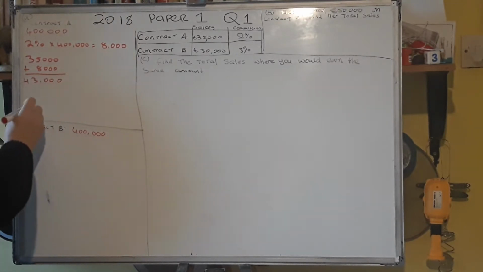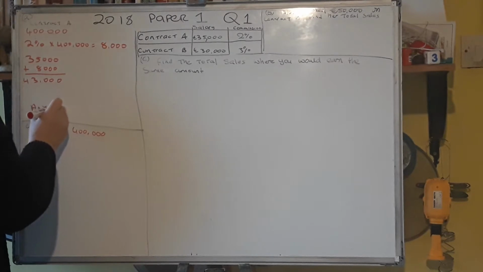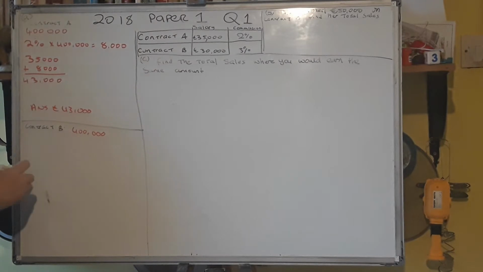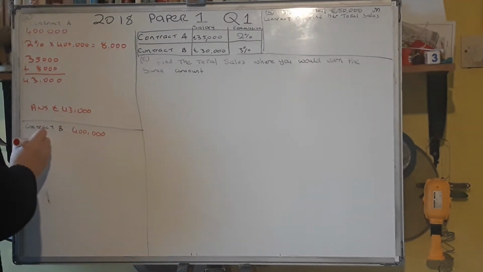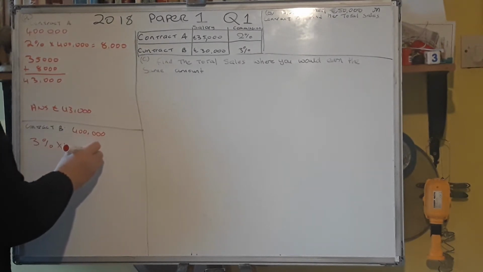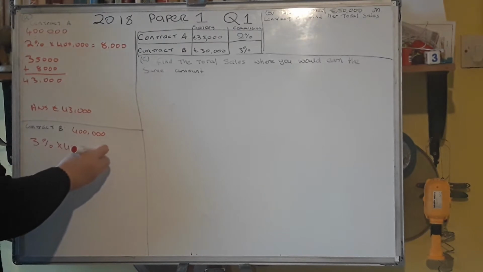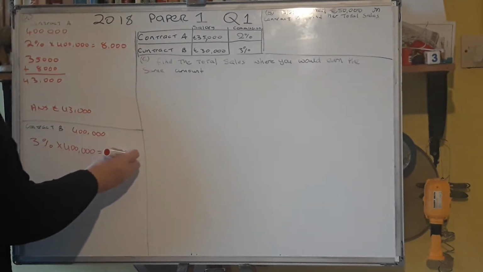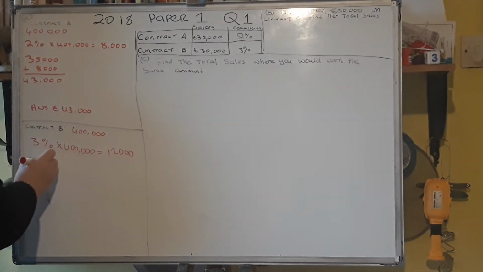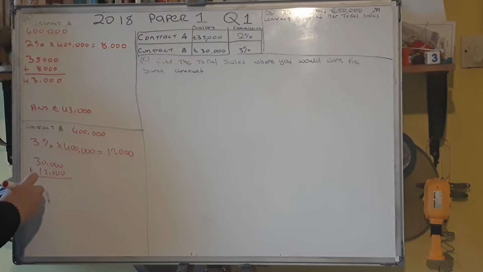Okay? So that's contract A. So how much would he get under contract B for the same amount? Again, this time it's 3% multiplied by 400,000. And on this he would earn 12,000 euros. Then you have your starting salary, which is 30,000. Add to that the 12,000.